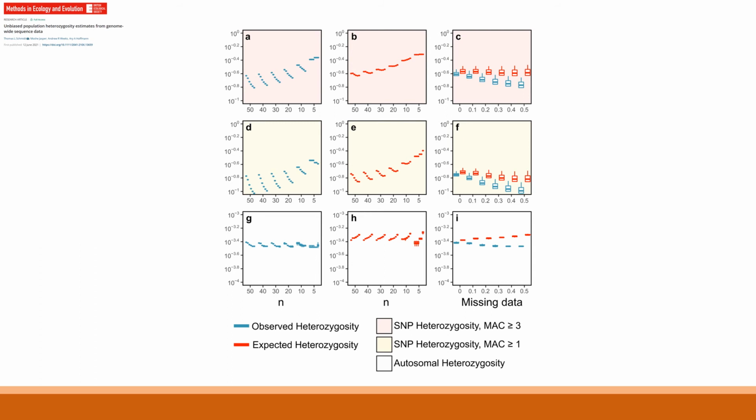A major advantage of including monomorphic sites in estimates is that the number of data points is greatly increased. 10,000 polymorphic sites may become millions or tens of millions of sites when not filtered by polymorphism. Thus, even after applying strict filtering for missing data, there will be plenty of sites remaining for accurate heterozygosity estimates.